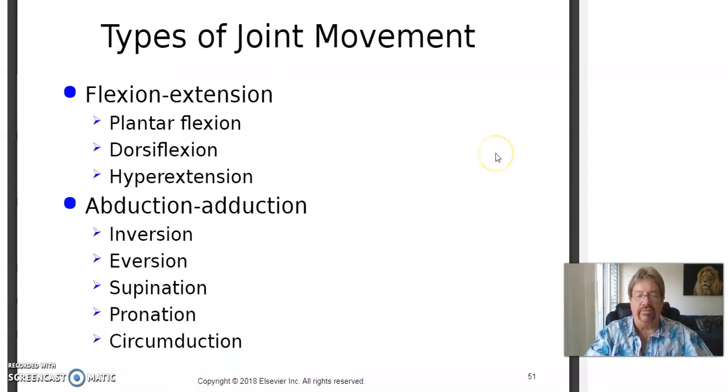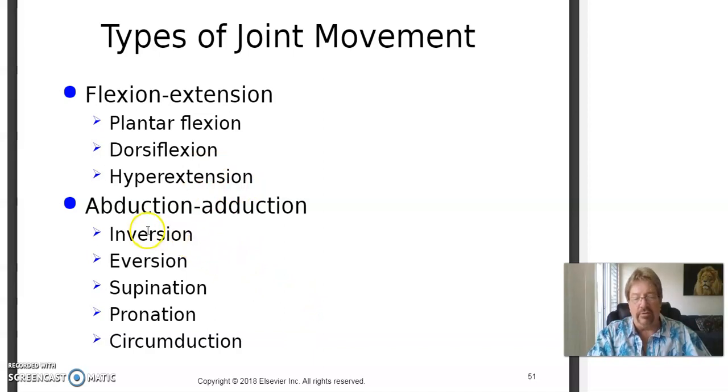Types of joint movement: flexion, extension. This is flexion, this is extension. Dorsiflexion, hyperextension. Abduction is away from the midline. Look, the B is away from the A. Adduction is toward the midline. The D is facing towards the A. That's the best way in the world. That's the way I learned it, to remember.